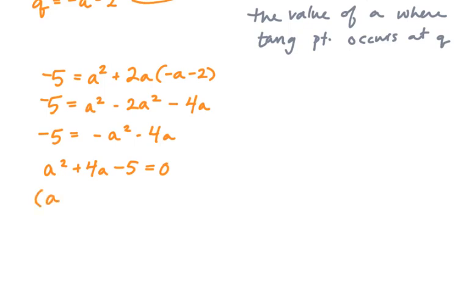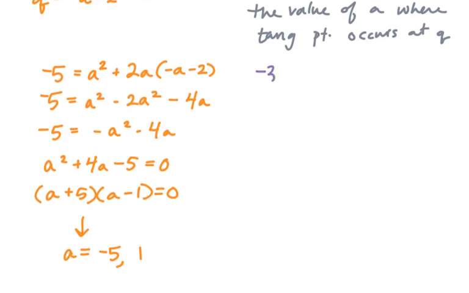Factoring this, I would get (a plus 5)(a minus 1) equals 0, and that gives me a equals negative 5 or positive 1. We'll get the same solution if we do negative 3 equals the natural log of a plus q over a, which was our other equation. I said q was equal to negative a minus 2. If we plug that in and do some algebra, this is also going to provide a equals 1.